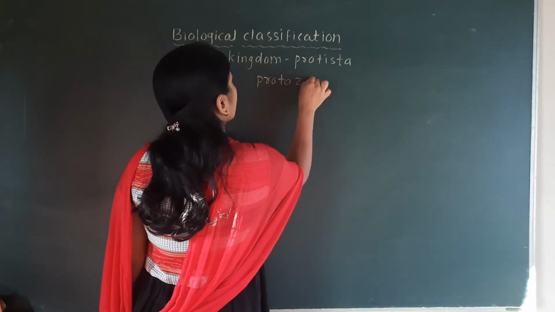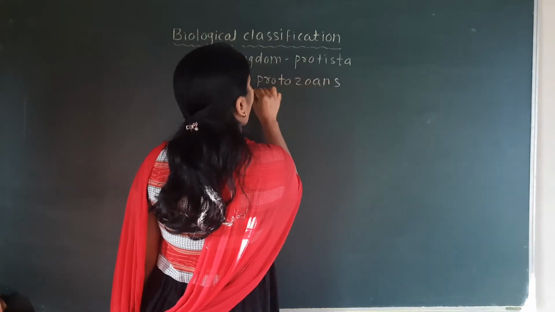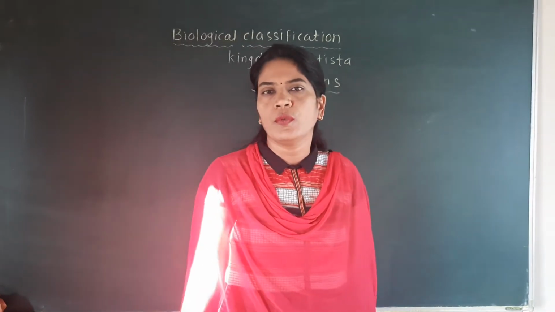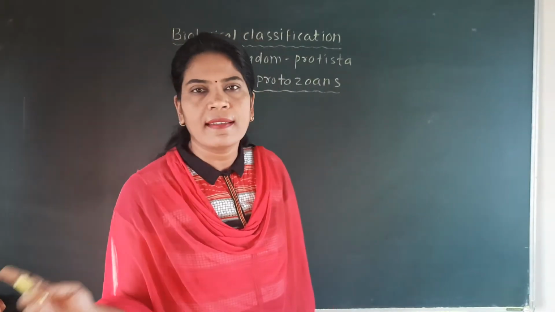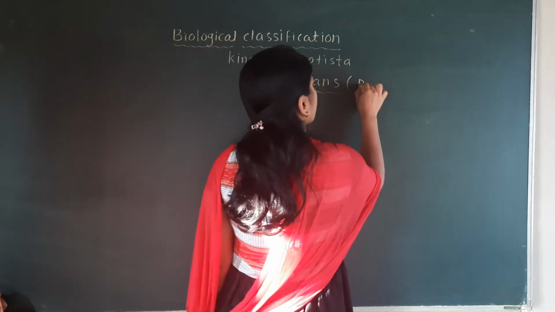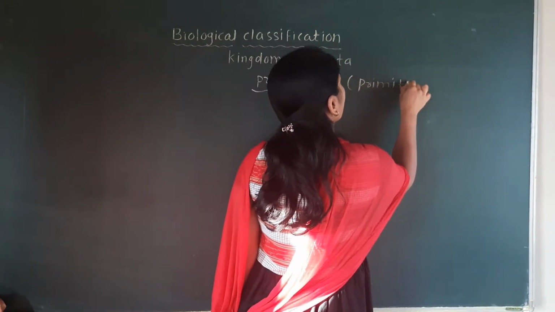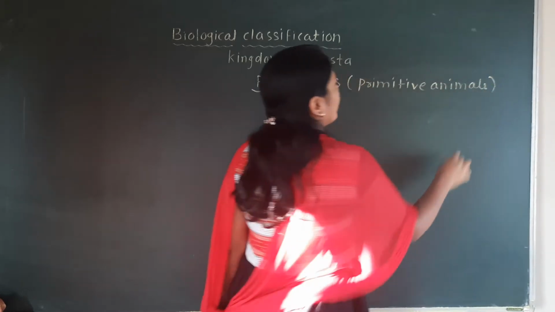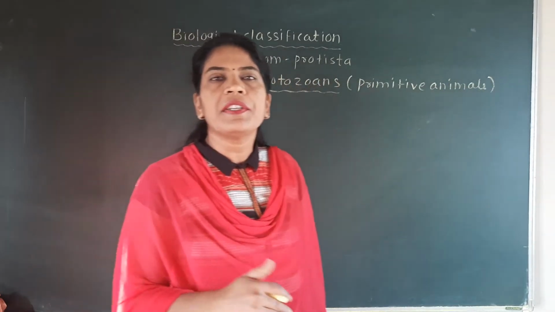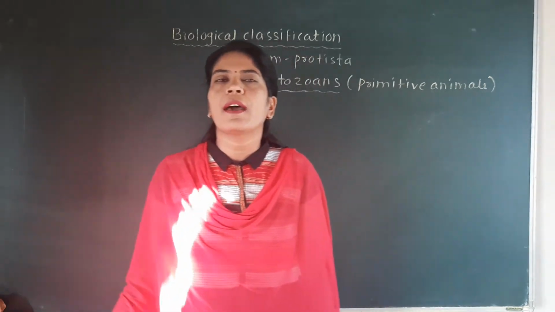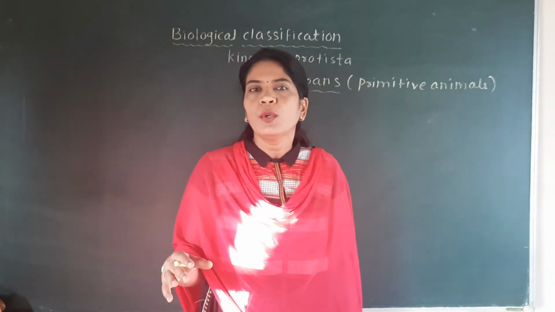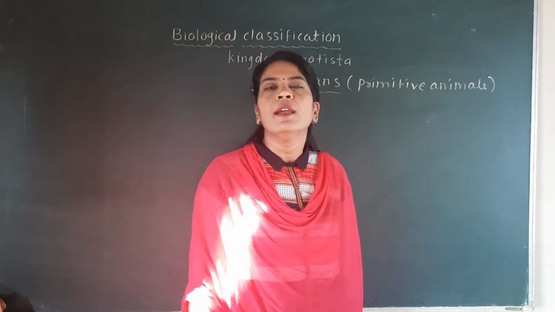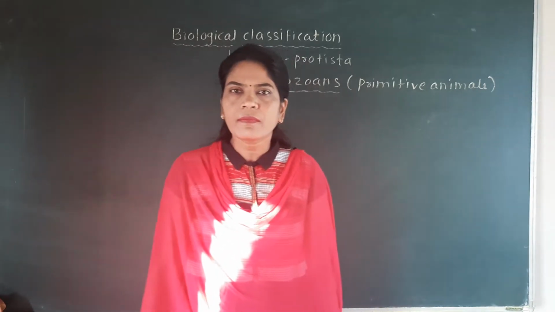Protozoans are the last group of this kingdom, and they are called the primitive animals, because the characteristics found in this group are somewhat similar to the behavior of animals. That's why they are called the primitive animals.